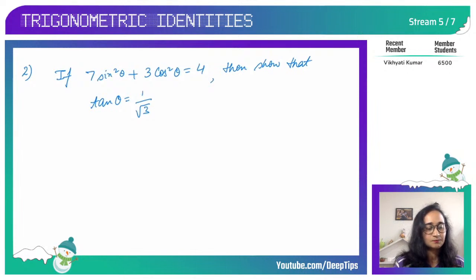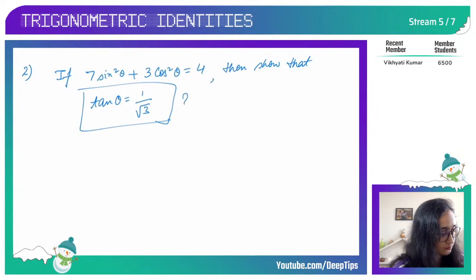Okay, so what is given? 7 sine square theta plus 3 cos square theta equals to 4, and we have to show that tan theta is 1 by root 3. But there is one more condition, that we don't have to use any trigonometric table, right? Okay, so this is something that we need to prove, but how?